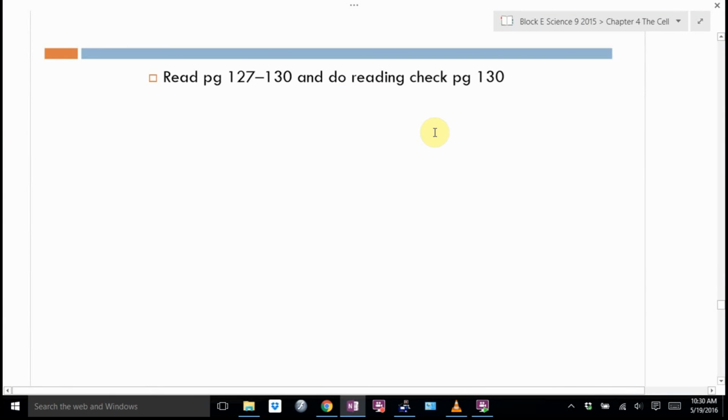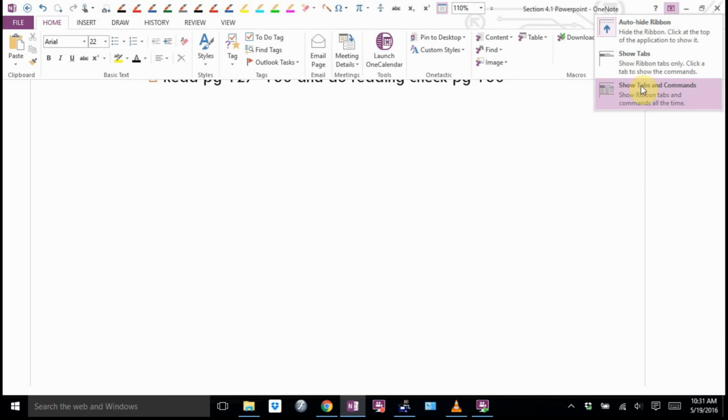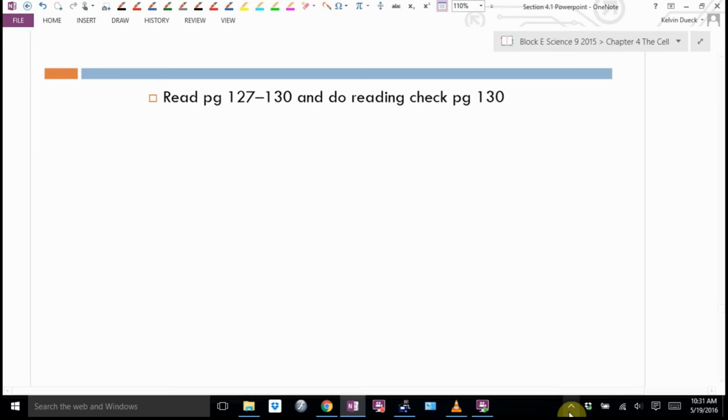It says read pages 127 to 130 and do reading check page 130. I think we're going to do reading check right now together. Can you open to page 130, please?